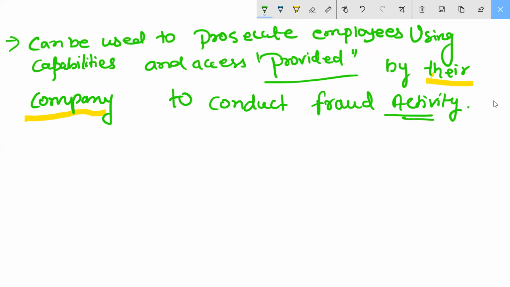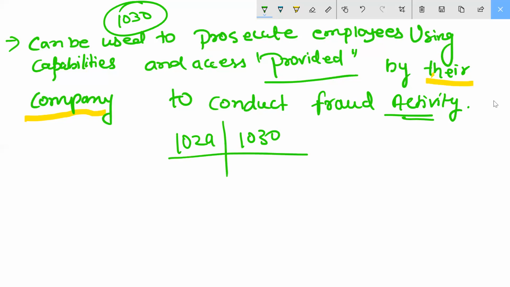Understood? This point is if you are inside the company, that is 1030. Understood? Next is coming here. Are you there, Vijay? You understood these two points? What is the difference between the 1029 and 1030 sections? Okay, fine. Title 18, sorry, not 17. Next, I am coming here.